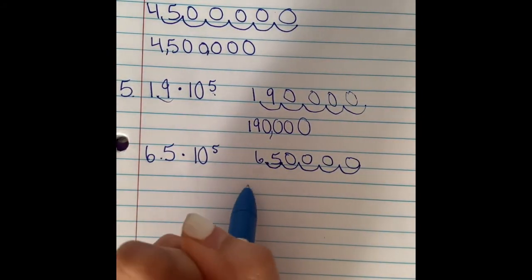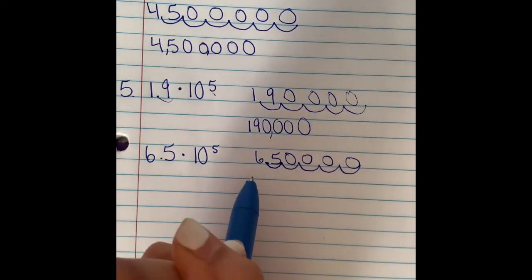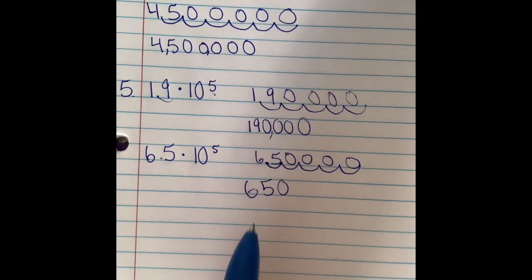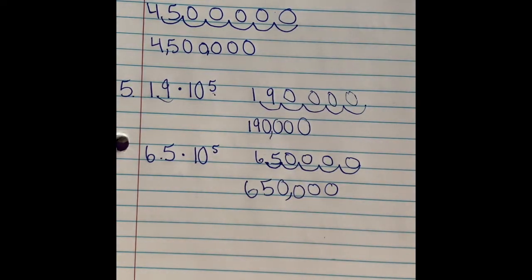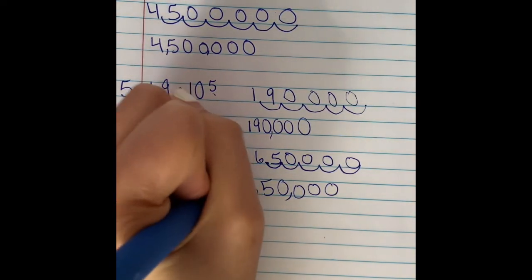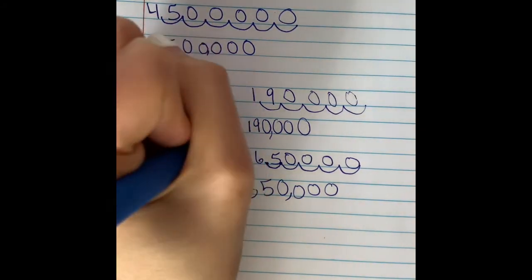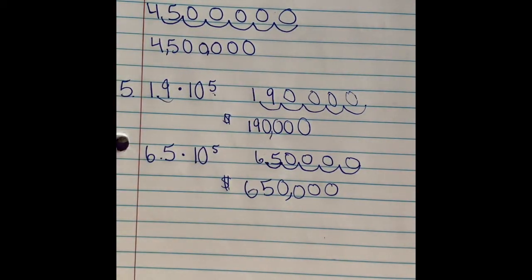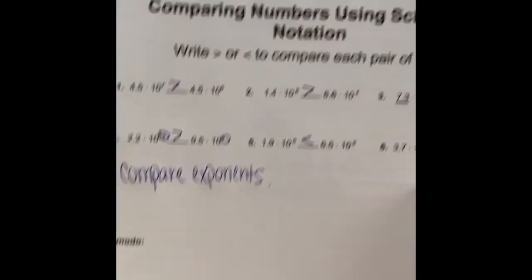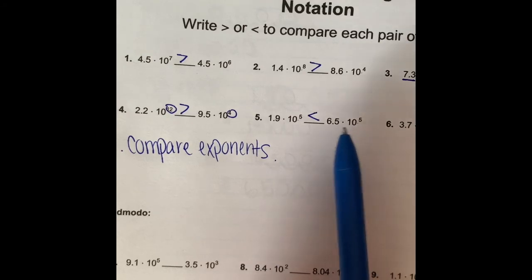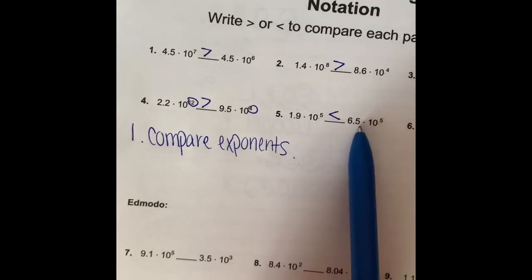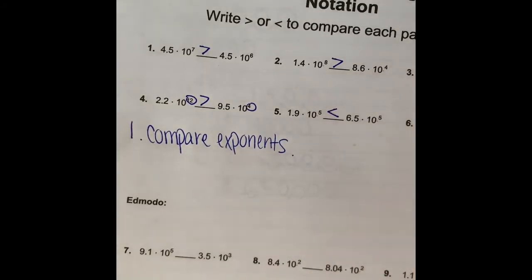We'll rewrite the number down here just so we can not have all this mess. 650,000. Think about this in money terms. Would you rather have $650,000 or $190,000? You'd rather have that $650,000. That's what we see here. 6.5 times 10 to the 5th is going to be bigger, greater than 1.9 times 10 to the 5th.